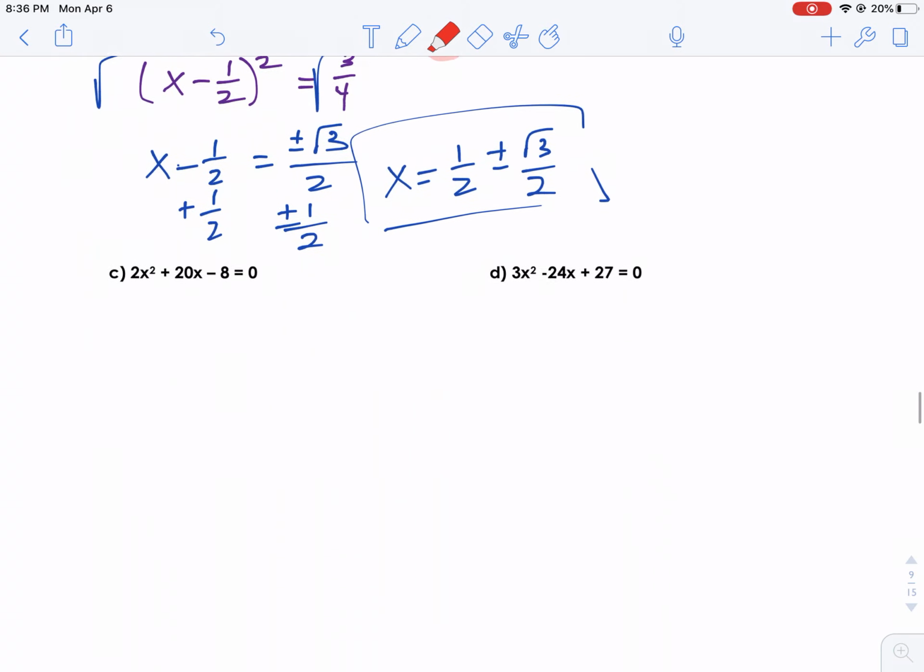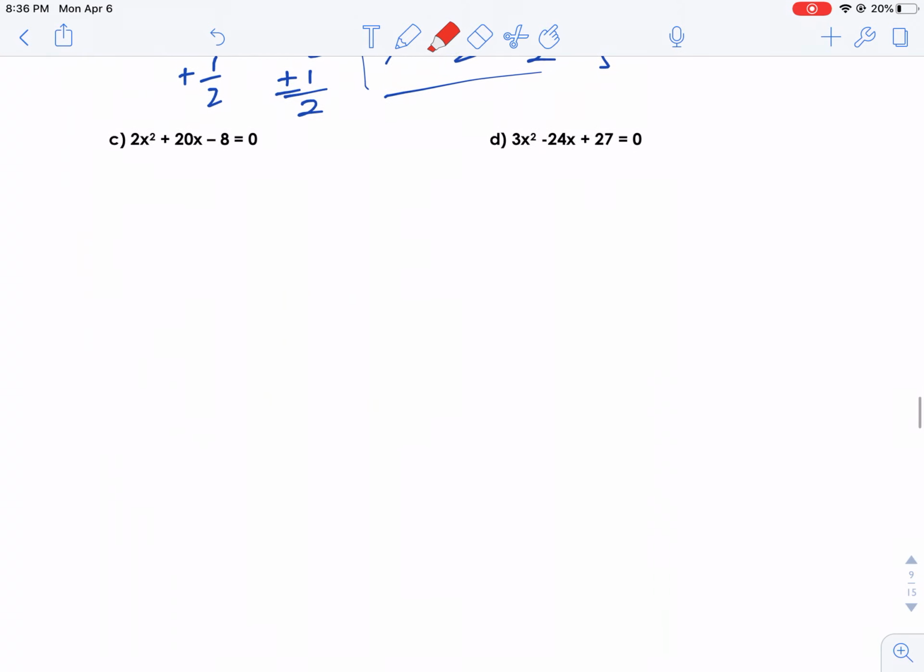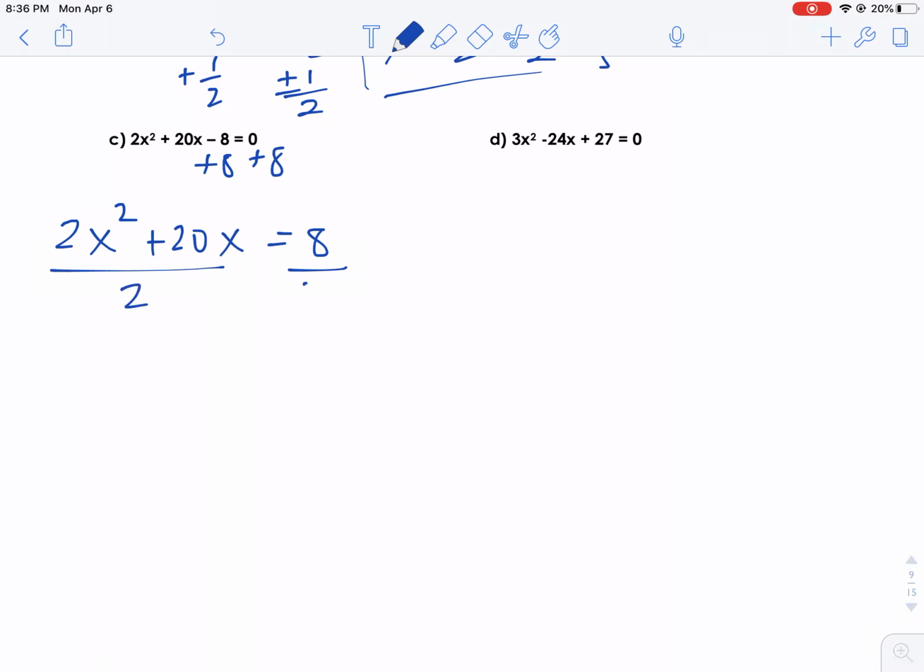All right, let's look at C. So in C, again, we can start the same way. We're going to add 8 to both sides, so we would have 2x squared plus 20x equals 8. We need a leading coefficient of 1, so we're going to divide both sides by 2. This gives us x squared plus 10x. Make sure you do 2 divided by 2 gives us technically a 1 there, and then also 20 divided by 2 gives us that 10. Okay, and then we would have equals 8 divided by 2 on the right-hand side is 4.